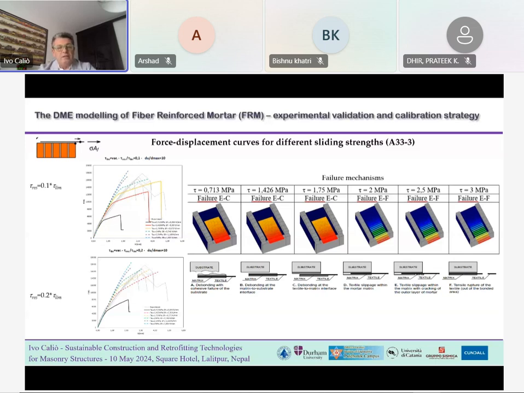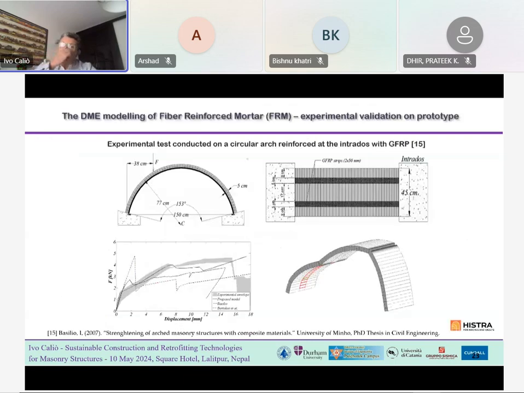Some detailed comparisons have also been done considering a very sophisticated model in cooperation with Imperial College, Professor Izzuddin. Here we can see an application and the comparison with an experimental test on an arch structure that has been reinforced considering two layers, in the intrados and extrados of the arch.